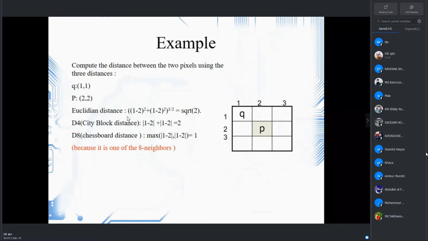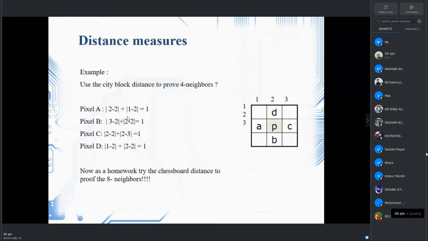One more example. Suppose we use the city block distance to show the four neighbors. You see that for pixel A, pixel B, pixel C, and pixel D, you can calculate that all are equal to one. Now as homework, you can try the chessboard distance and prove the eight neighbors for this distance measurement on your own. It's not my task for today, but you can calculate it yourself.